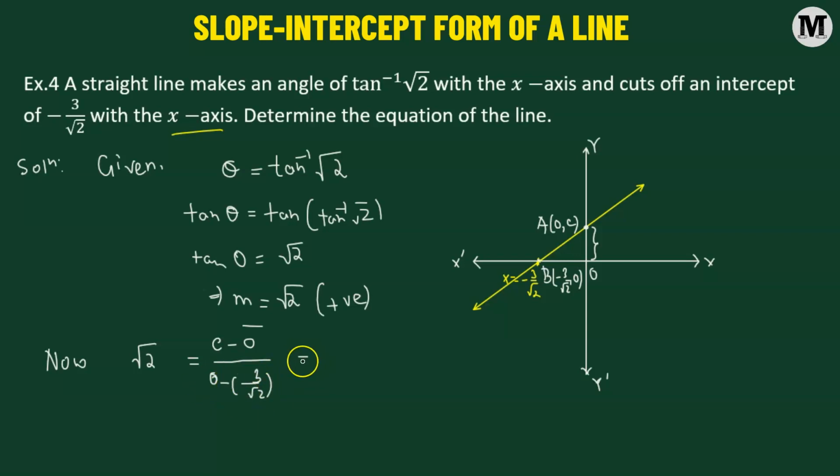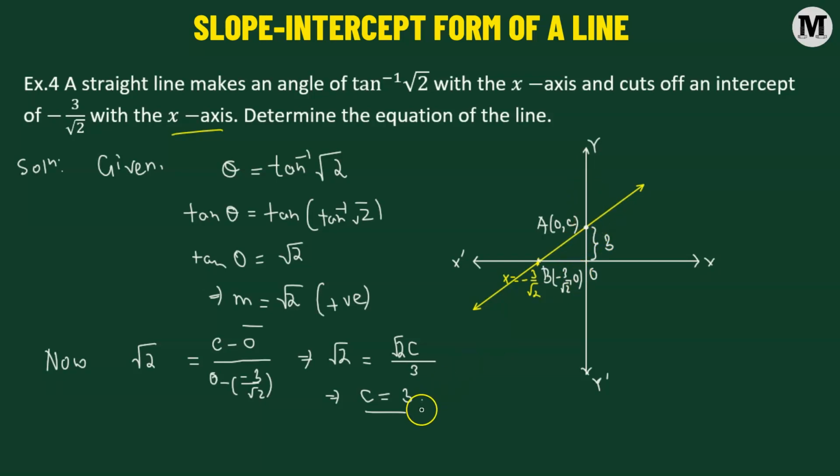Okay, so let's solve this. We're going to get square root of 2 equals c divided by, so we have negative of negative, so that means this becomes 3 over square root of 2. So square root of 2 will go to the numerator. Solving for c, we get c equals positive 3. That means the y-intercept is going to be 3. Makes perfect sense, because the y-intercept is positive, which means the line intersects the positive y-axis.